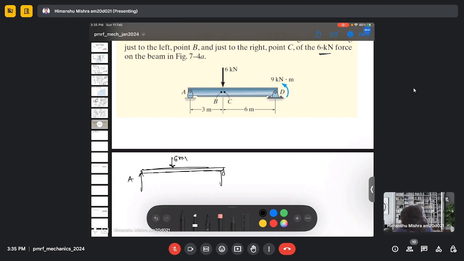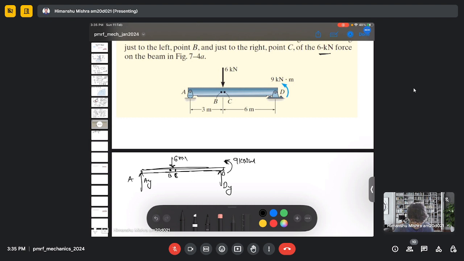This is D, this is Dy, there is a normal force Ay, there is a moment. So we need to find the force and moment at points B and C.